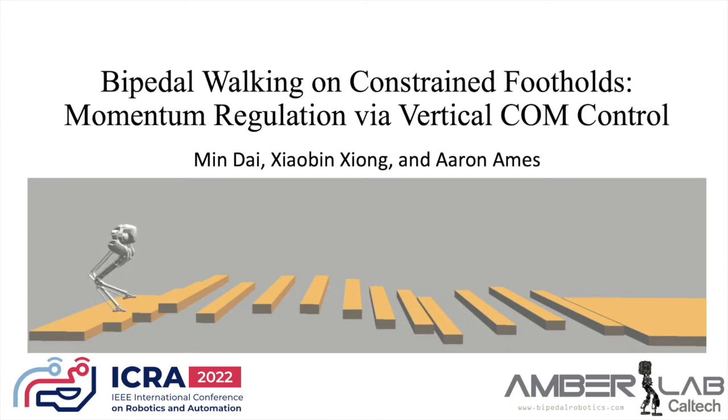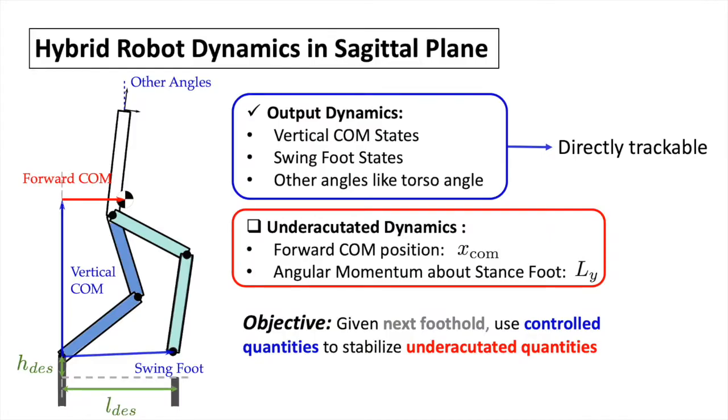This work presents a framework to allow bipedal robots to work on constrained footholds by controlling the discrete transition of angular momentum. The problem is difficult due to its non-periodic nature and the need to precisely place the feet in a dynamic fashion. To tackle it, we separate the robot dynamics into output and underactuated dynamics. With sufficient control capability of the robot's actuators, reasonable output can be tracked by a low-level controller.